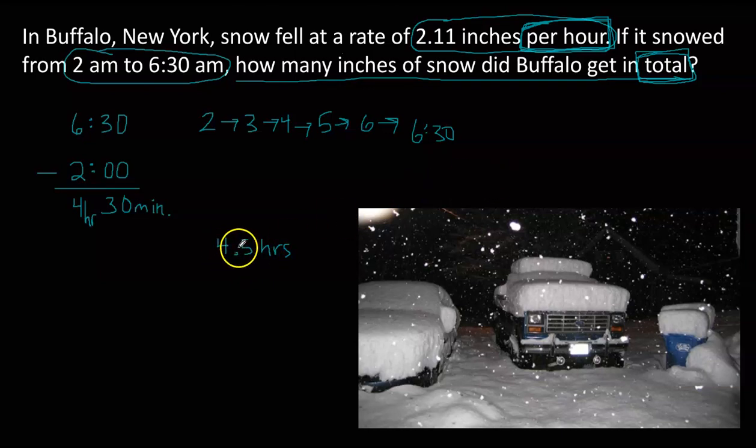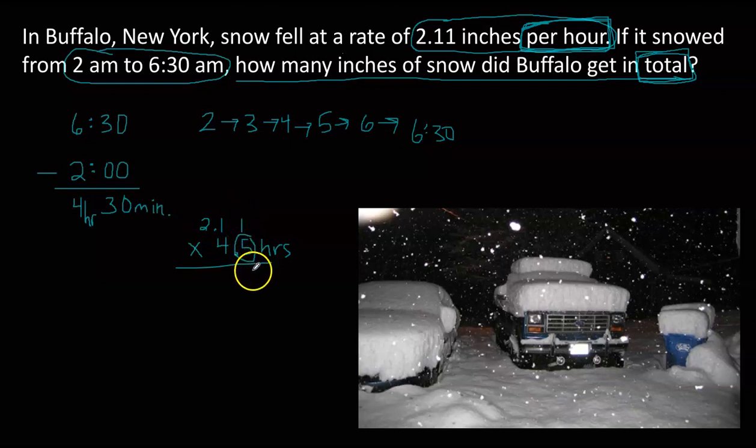So we know that it snowed for 4.5 hours, and we know how much it snowed every hour. One way you could do this is add up 2.11 plus 2.11 plus 2.11 plus 2.11 plus half of 2.11. Or instead of repeated addition, we could use multiplication, and multiply the 2.11 by the 4.5 hours. So let's multiply every top number, the 2, the 1, and the 1, by the 5.